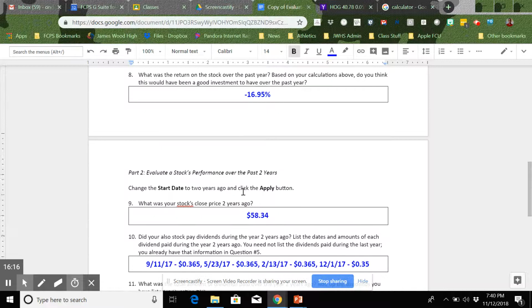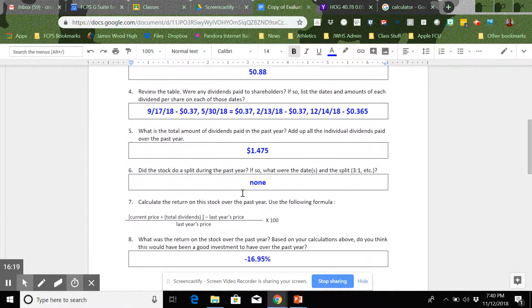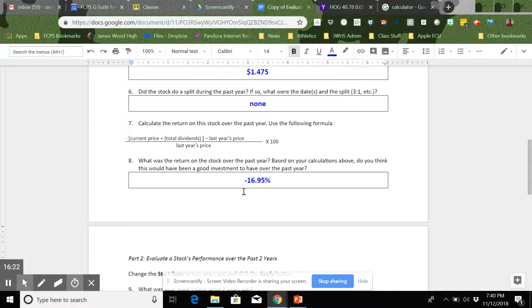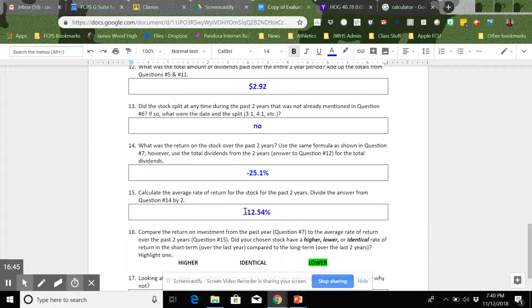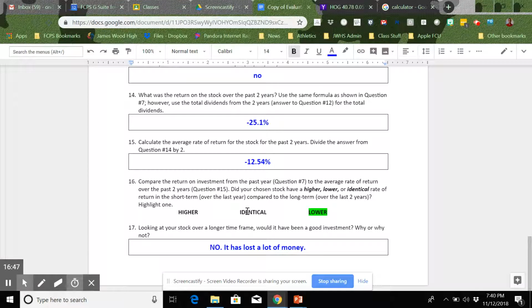But again, if you're willing to ride the roller coaster and you think Harley-Davidson is a good company, then maybe what your hope is that, okay, so this is no, it was not a good investment. It has lost a lot of value. So short-term and long-term over the last 2 years, if you have to sell this stock now, would not have been a good investment. And that's how you do this assignment. Pick your own stock and look at those same numbers using that Yahoo website.